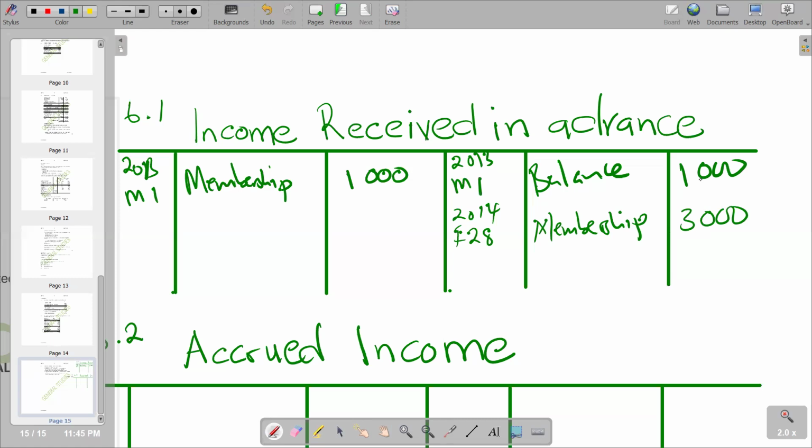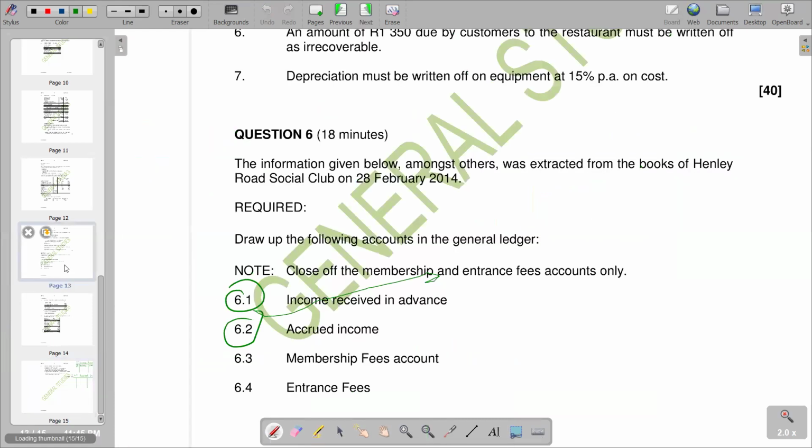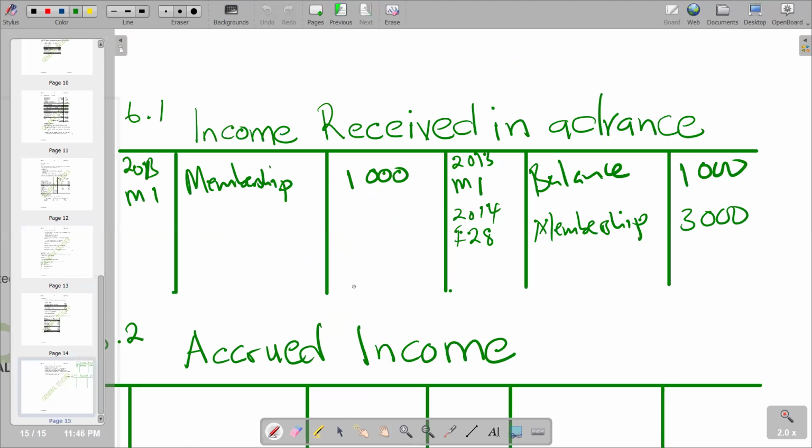Remember, if you go back to our question, you'd see that there is an instruction which is saying close off the membership and entrance fees accounts only, which means we are closing off membership fees account and entrance fees only. And it's 6.1 and 6.2, we are not closing it off. Closing it off, meaning we are not going to put our closing balances there. So we can leave our answer as it is and go to income, the accrued income.